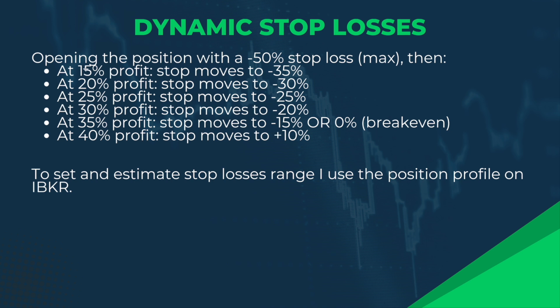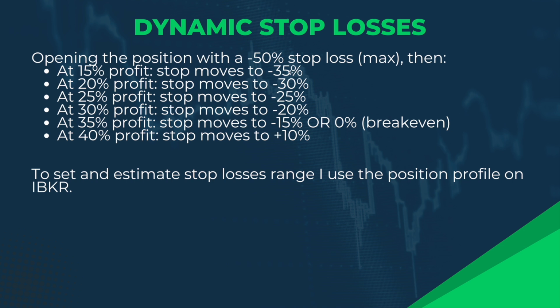So for now, if the position is getting to positive 15%, so we're up about 15% of credit, then I move the stop loss to minus 35. Then if I'm up 20%, I move the stop loss to negative 30%, and so on and so forth, up until we get to about 40%, where at that point I move my stop loss to positive 10%.